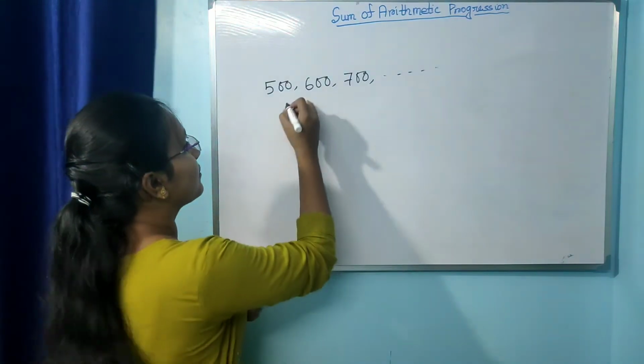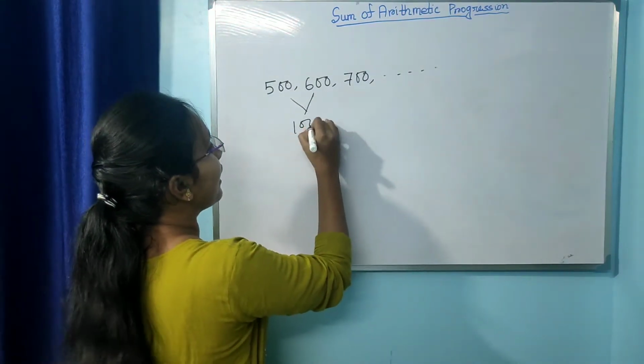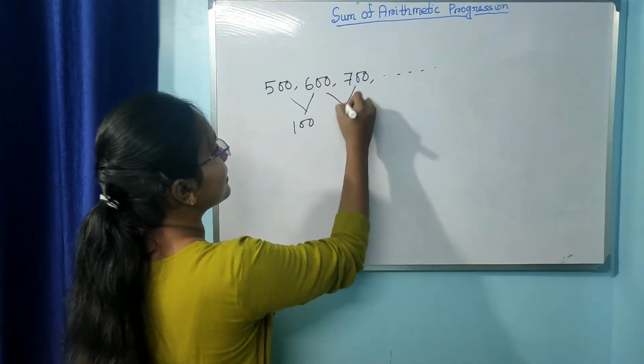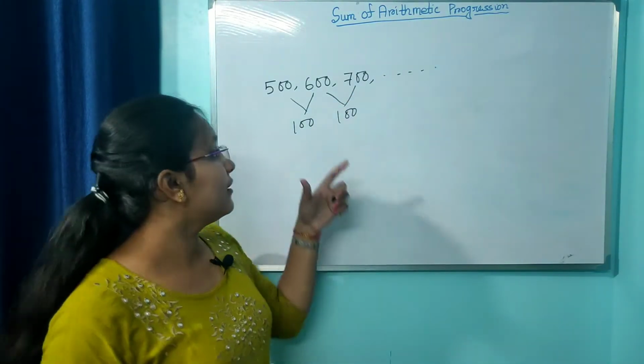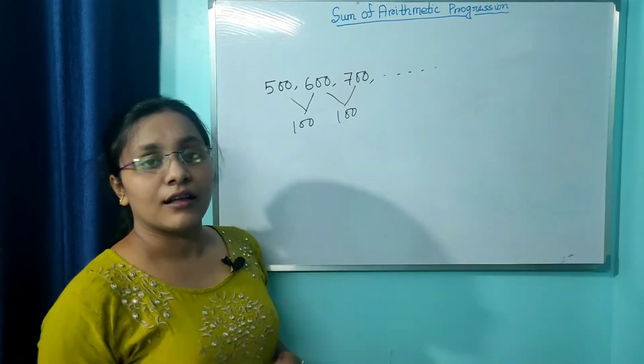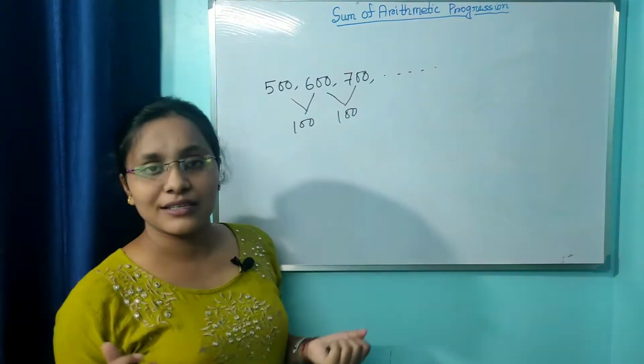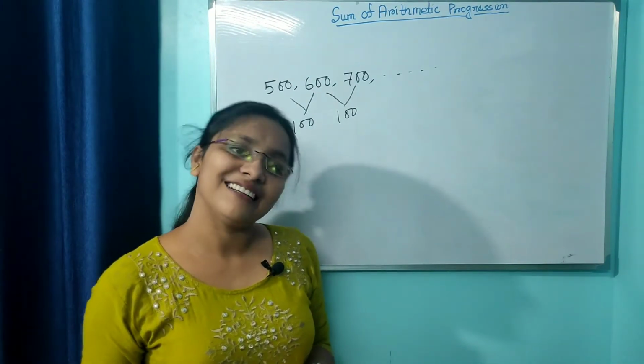Yes. See, this is an AP, okay, where the common difference is 100. So if you know the formula for finding the sum of an arithmetic progression, then you will find this amount so easily. So do you want to know that? Let's start.